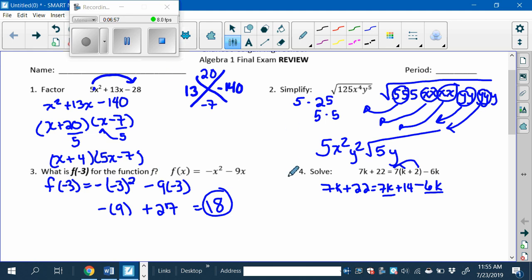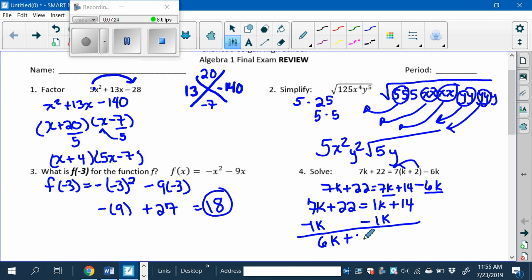So I end up getting 7k plus 22 is equal to 1k plus 14. So I bring the k over to the left side. When I'm moving terms to opposite sides of the equal sign, that's when I use my inverse operations. So I have 6k plus 22 is equal to 14.